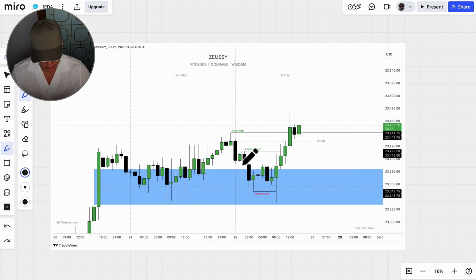Notice that I've outlined the London high right here, and I've outlined the London low. We're going to be paying attention purely to what happened during London and New York AM, because this is very important to understand. If we pay attention to what happened between London and New York AM, what you can see is that London initially expanded towards the downside, and we saw price begin to consolidate.